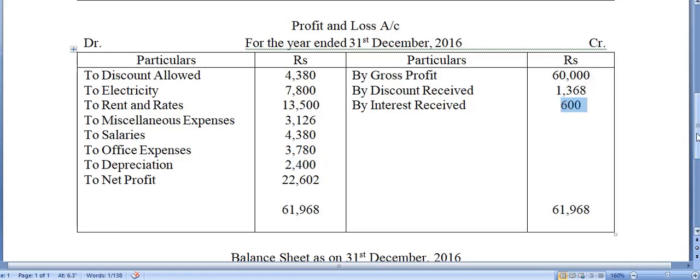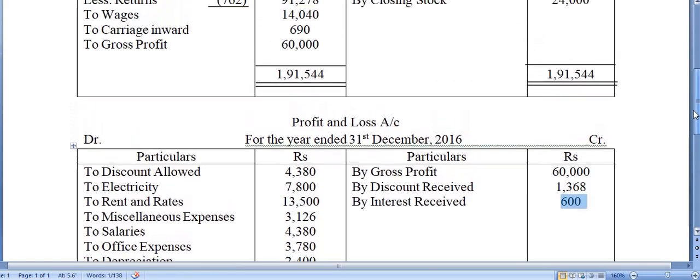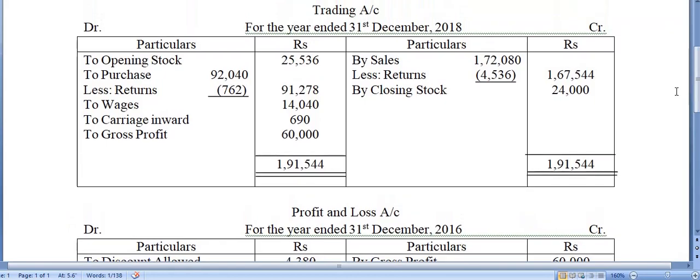So you need not worry about what item will be debited and what item will be credited. You need to identify the expenses, be it direct or indirect, and the income, direct or indirect, that's it. Debit or credit, the question will guide you. If it is a debit balance, debit side. Credit balance, credit side, be it trading account or profit and loss account.